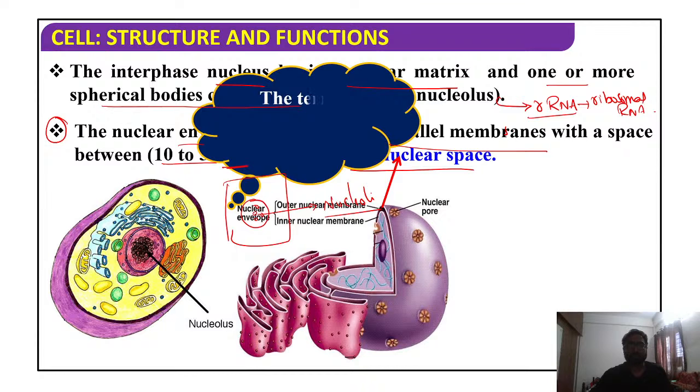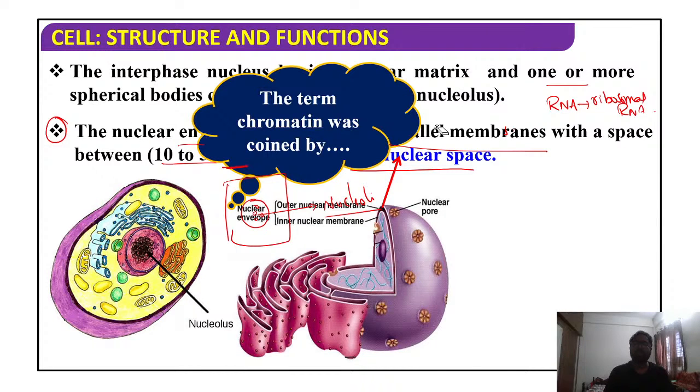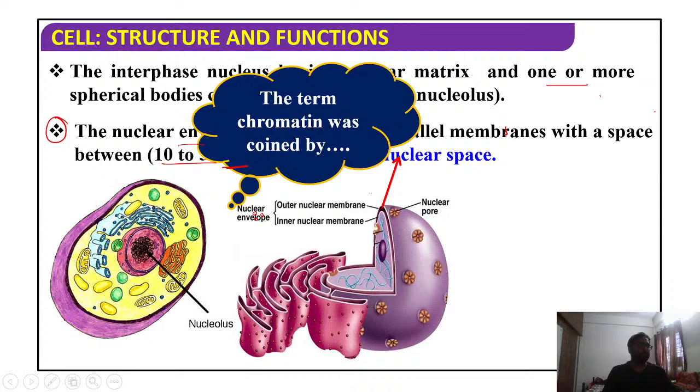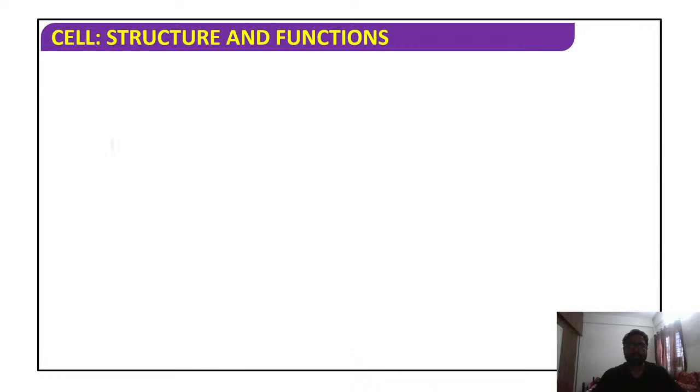See, the term chromatin was coined by, right? Here is another question for you on your screen. You can predict the answer and share your answers in the comment box too. Students, please share your answer for this. Superb. Yes, Fleming. So whenever you are asked who first coined the term chromatin, you have to think about the scientist named Fleming.